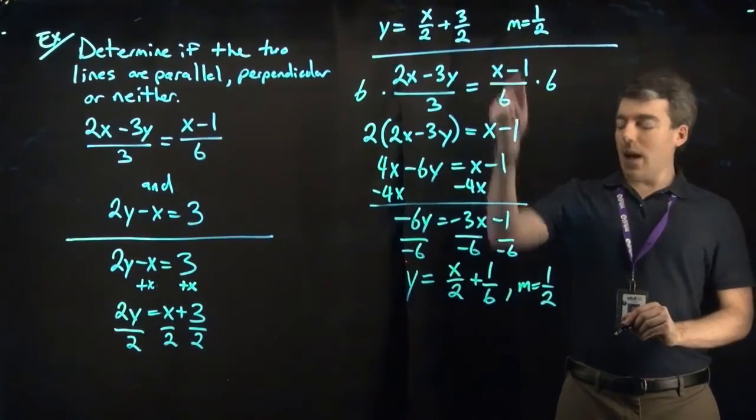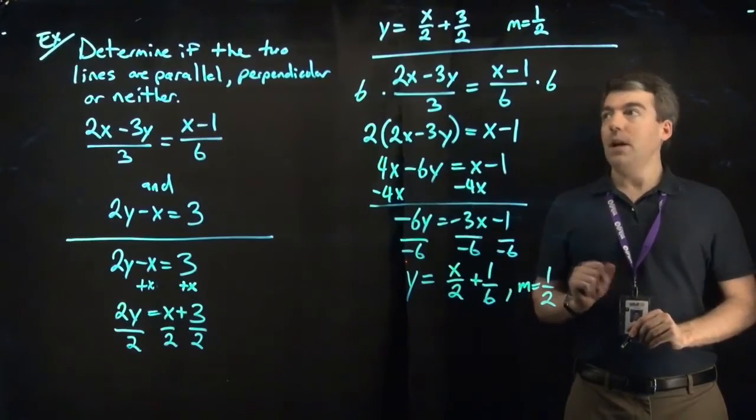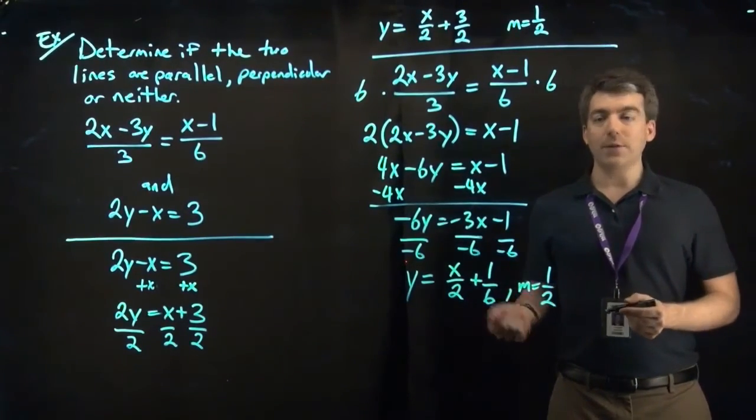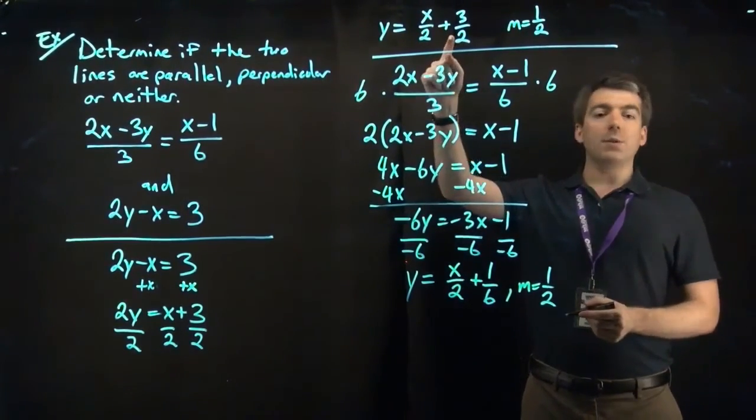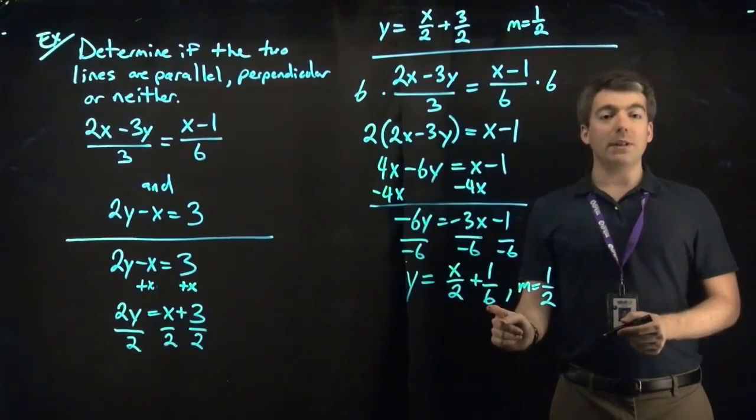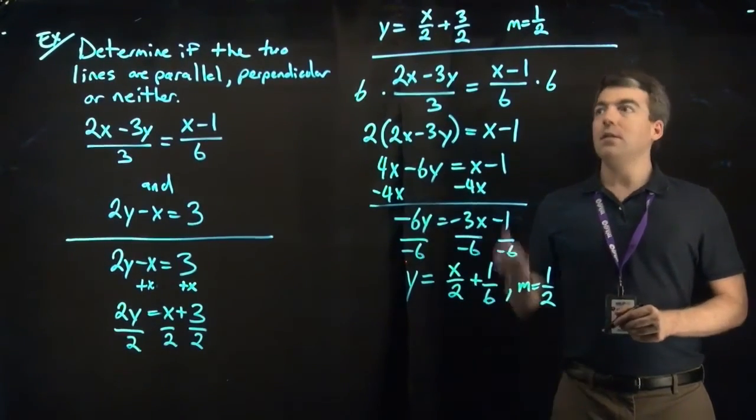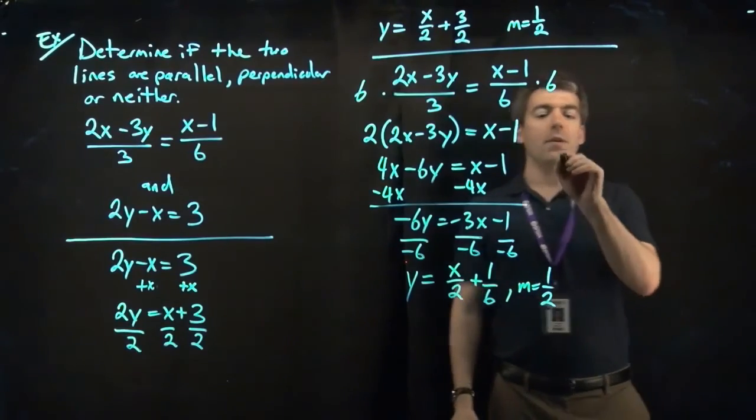The slope of the first line was 1/2. The slope of the second line was 1/2. The only thing left to do would be to compare their y-intercepts. The y-intercept here is 3/2. The intercept here is 1/6. They're distinct. They have the same slope. Therefore, they're parallel.